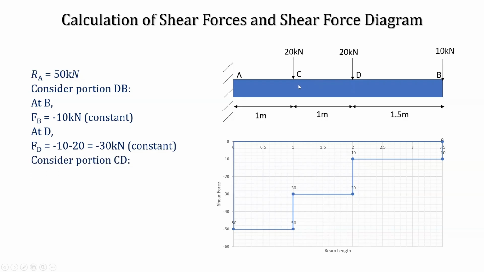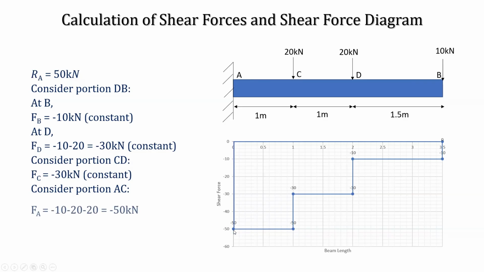Next, coming to the portion CD of the beam. It has the effect of these two forces, that is minus 30 kilonewton, and also this particular load of magnitude 20 kilonewton. So it is minus 50 kilonewton at the point C. And this entire minus 50 kilonewton continues through to the end point A. In the portion AC, there are no other point loads acting. So this effect of minus 50 kilonewtons is seen till the end point A, which is also the reaction force at the support A. So this is the shear force at the end A.